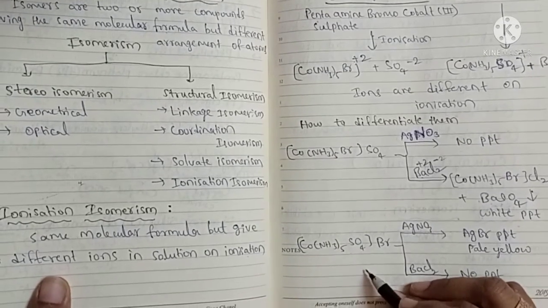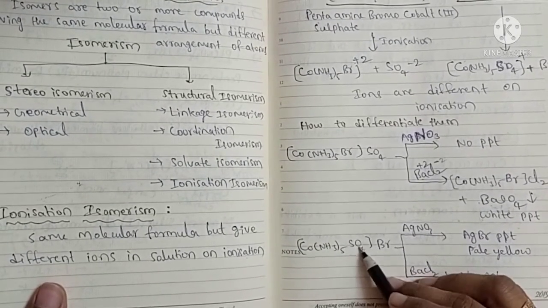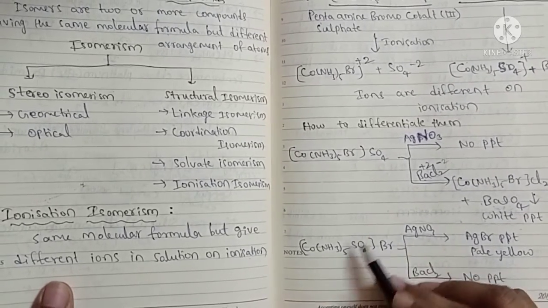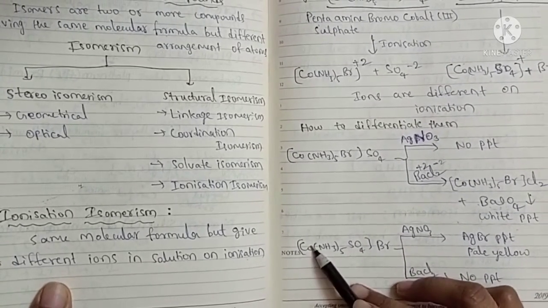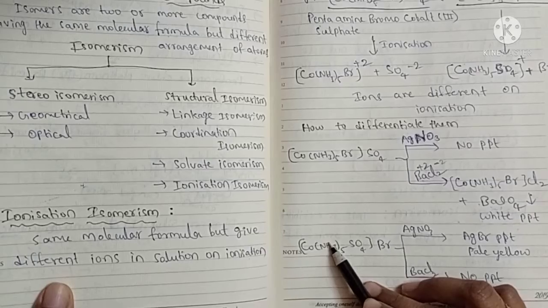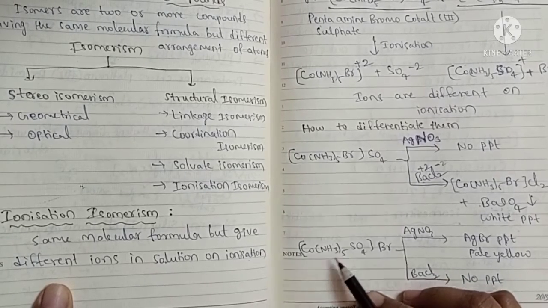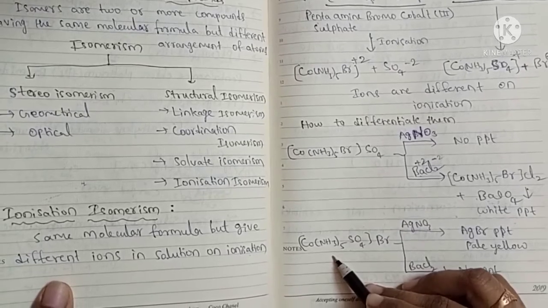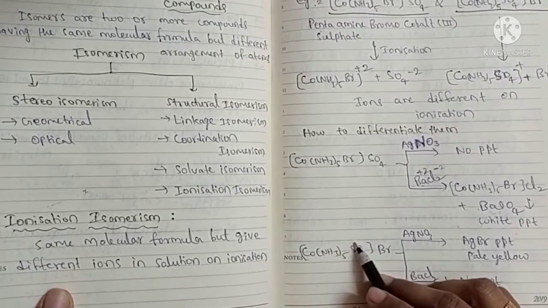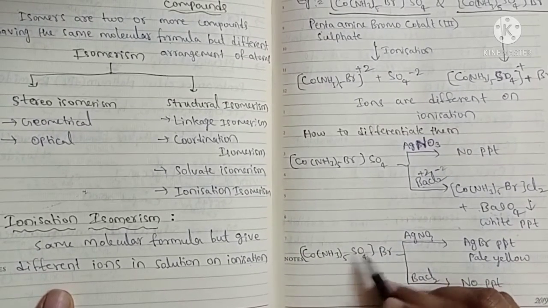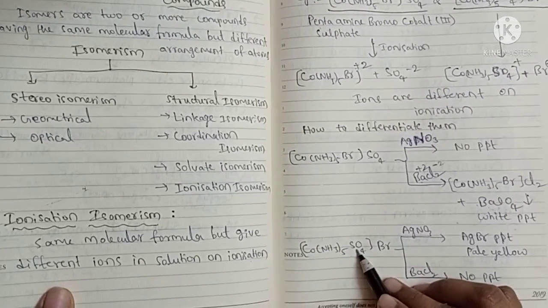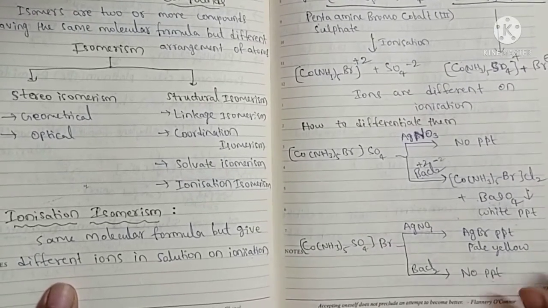So that is the difference between double salts and coordination complexes. We have seen this in the earlier class. This is the complex compound. It will lose its identity on dissolving. When we add water, it will lose its identity. Normal compounds will give individual ions, but complex compounds don't give individual ions. They will give complex ions.